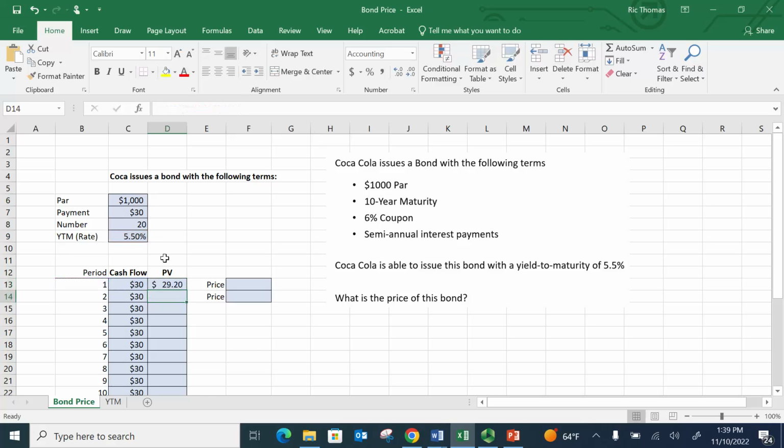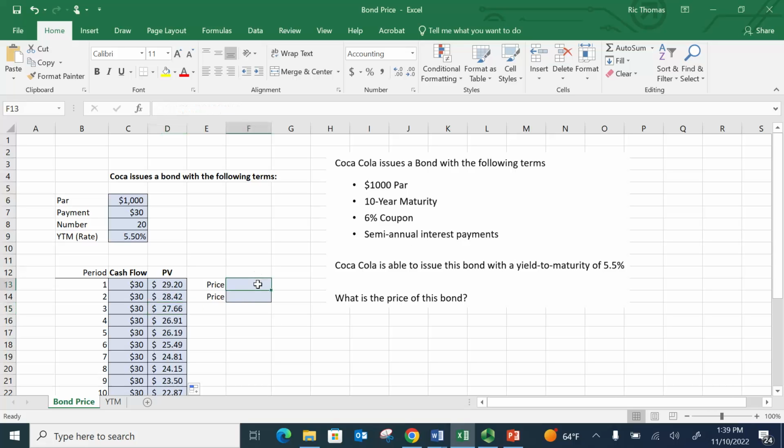But watch what I can do now. I can double-click this. And now this one raises it to the B14th power. It raises it to the second power. And here it raises it to the third power. And that's what you want when you do discounting: future cash flows are discounted at these higher exponents, third, fourth, fifth, all the way down to the 20th power.